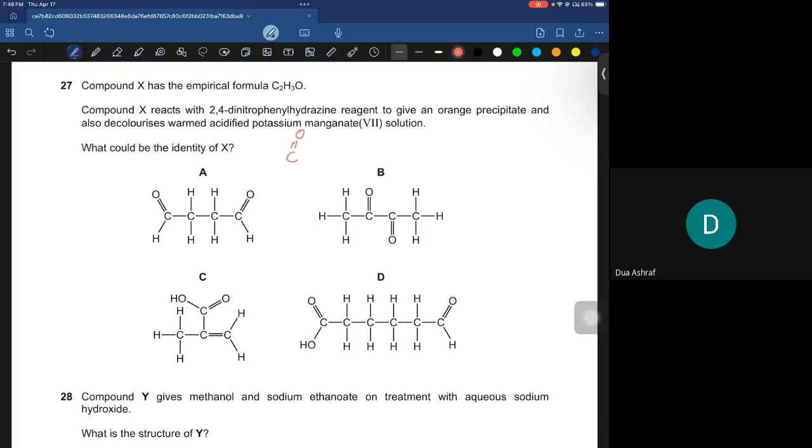This is a carboxylic acid, it cannot be oxidized further. So you can say that option A should be correct. But you would say, sir, why not option D? Why not option D? Because in D we have aldehyde, it can be oxidized to carboxylic acid.